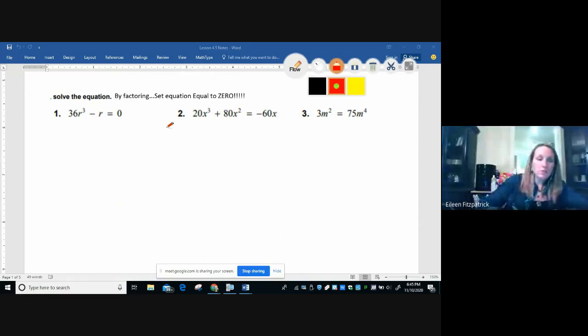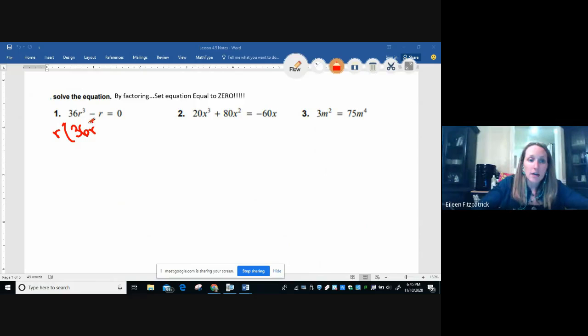All right, so the first equation is already set equal to 0. Now, if you remember from our previous lessons, the first step of factoring is to look at that GCF. What do the two terms have in common? They have an r in common. So I'm going to factor out that r. I'm left with 36r squared minus 1.